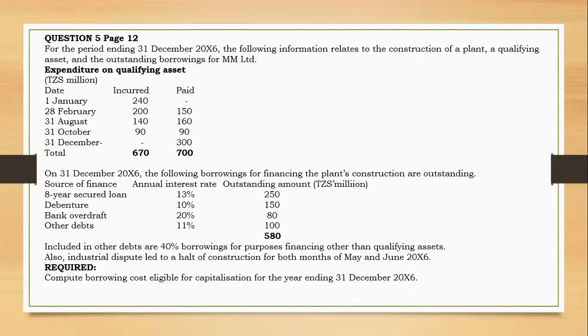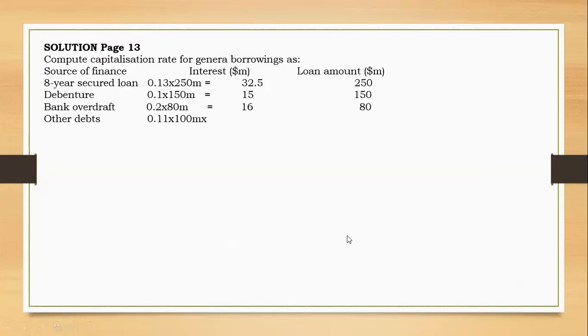Other debts are, you see here that the rate is 11%. The total loan is 100, but 40% of the loan is for the purpose of qualifying assets rather than general purposes. So I will take only 60%. 11% times 100 million times 60%, I would have 6.6 million. And the loan amount responsible for general borrowing costs would be only 60% of 100 million, that is 60.